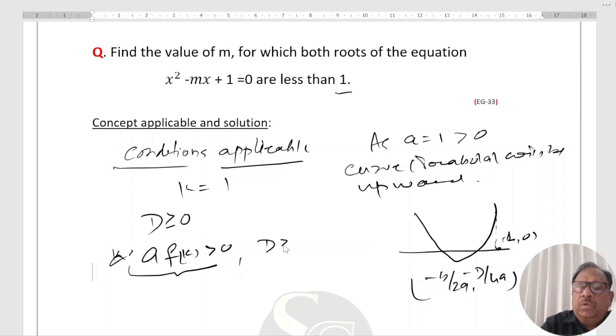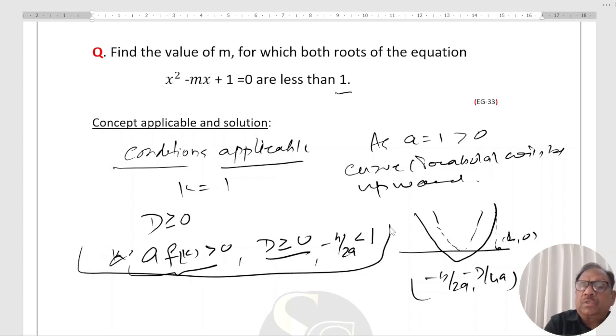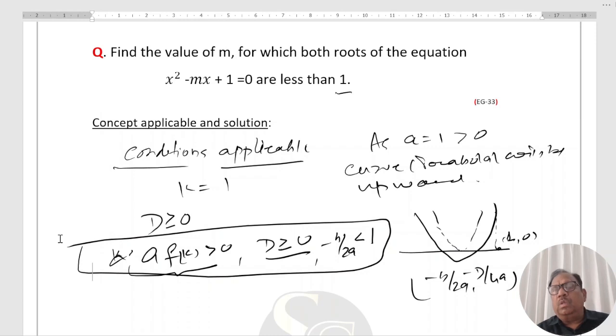Second, D should be greater than or equal to 0, as greater than or equal to means the roots may be equal and the curve will touch the axis, otherwise it will be like this. And third, this is x equal to 1, so minus b upon 2a should be less than 1. We have to satisfy these three conditions. Then we will conclude the answer.